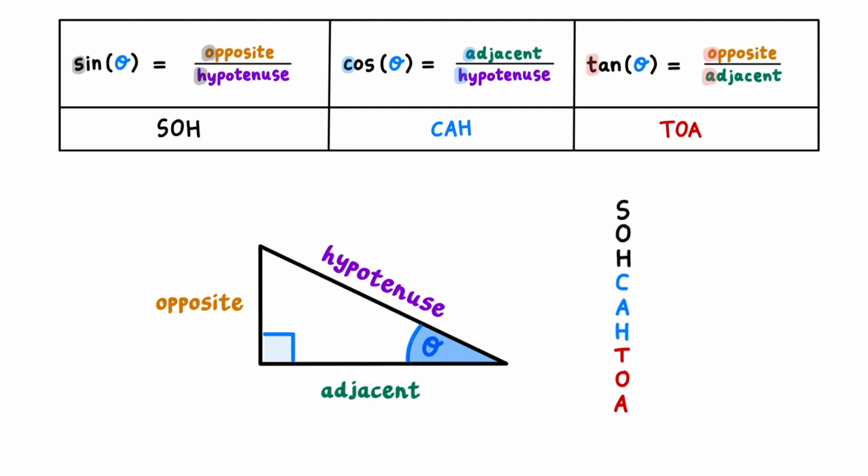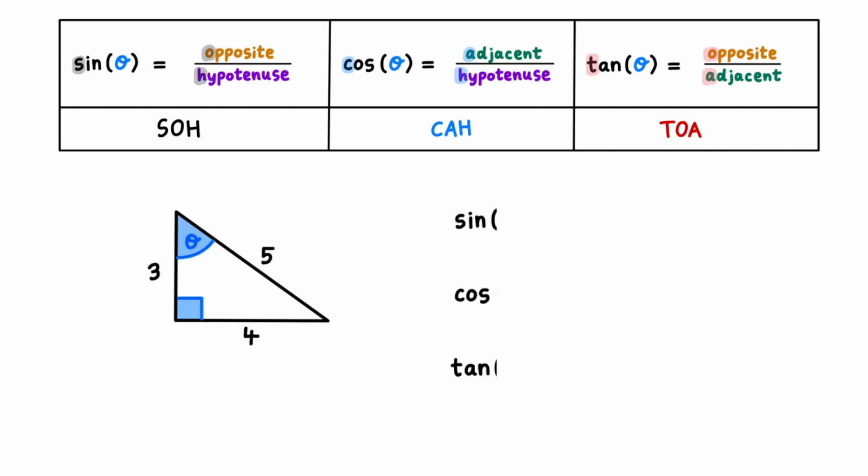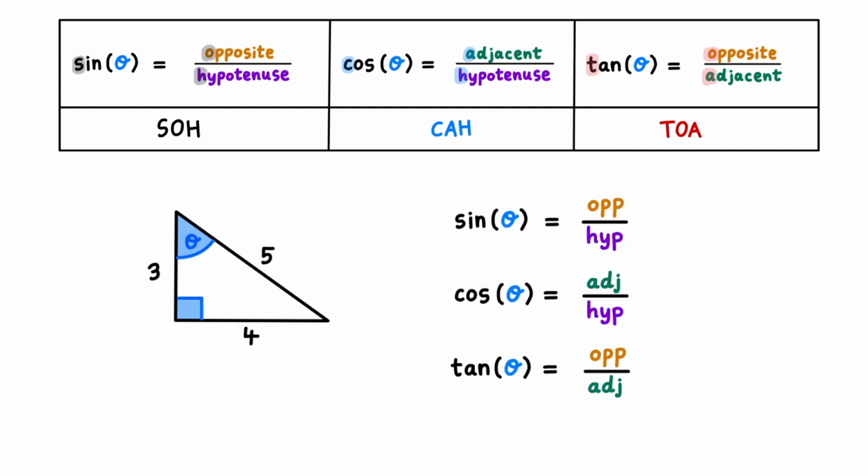If you can remember this word, it will help you recall the definitions for sine, cos, and tan. Some people like to turn the word into a sentence, and there's many ways to do this. My personal favourite is: silly old Harry chased a horse through our attic. Now, let's see some examples of SOHCAHTOA in action.